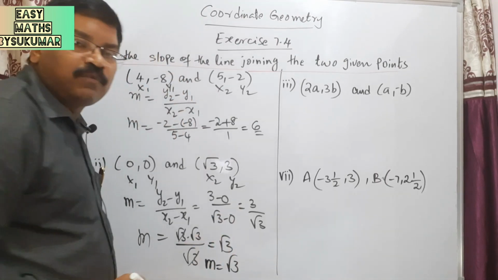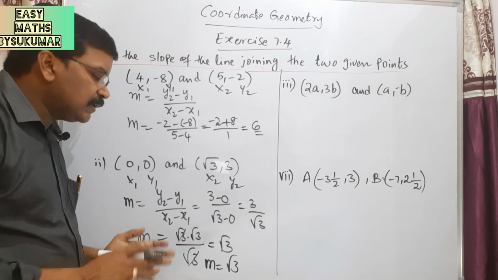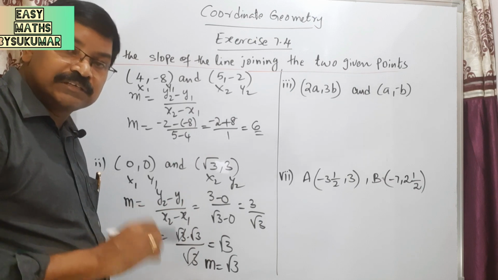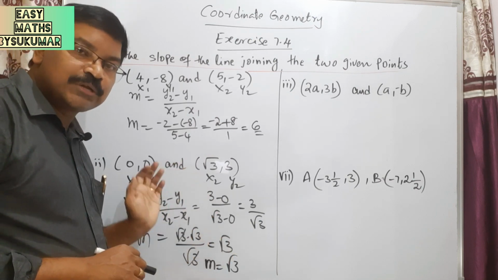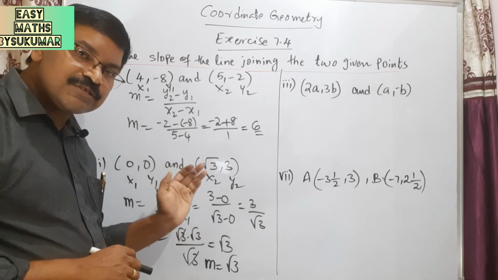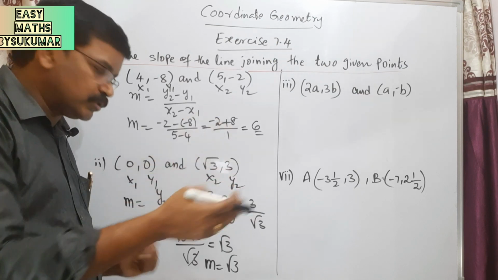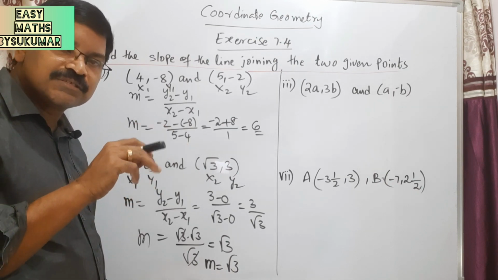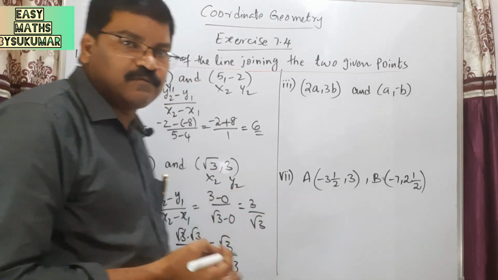That means for what value of theta is tan theta equal to root 3? For what value of theta, tan theta is root 3? 60 degrees, tan 60 degrees is root 3. That means the inclination is 60 degrees. Understood? Tan 60 degrees is root 3. Here the slope is root 3 means the inclination is 60 degrees. Tan 60 is root 3. Okay. Just for your information.